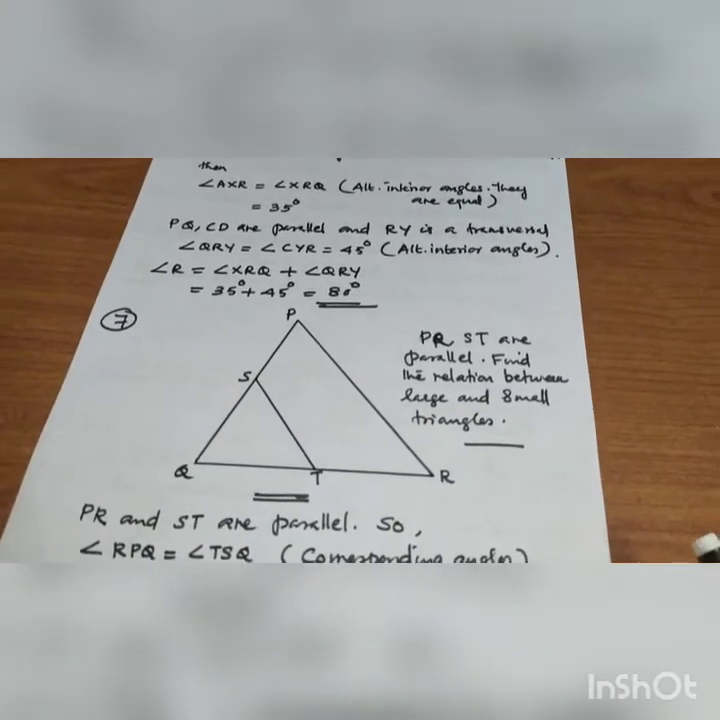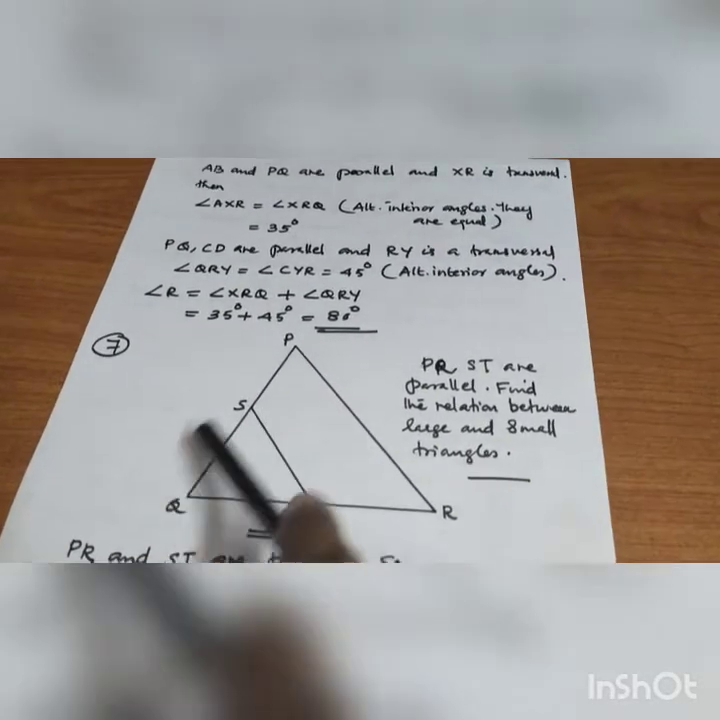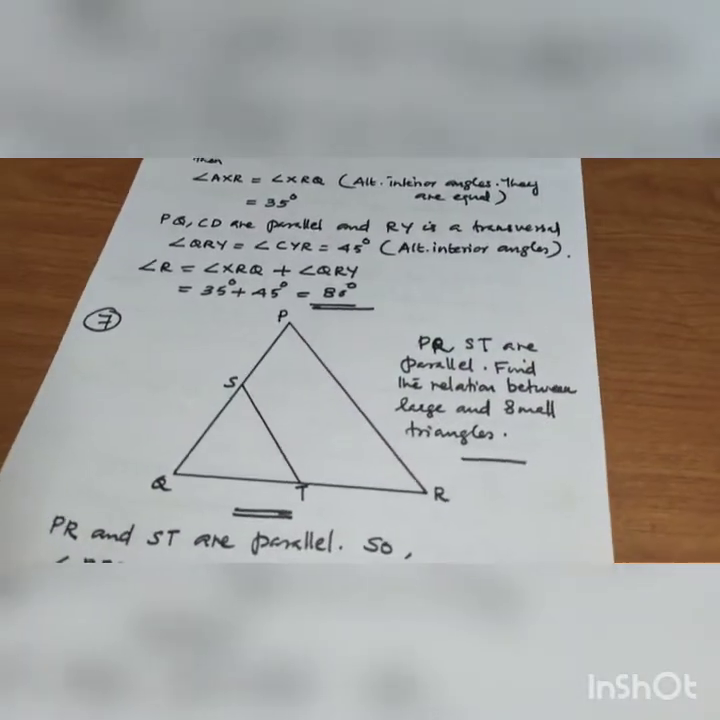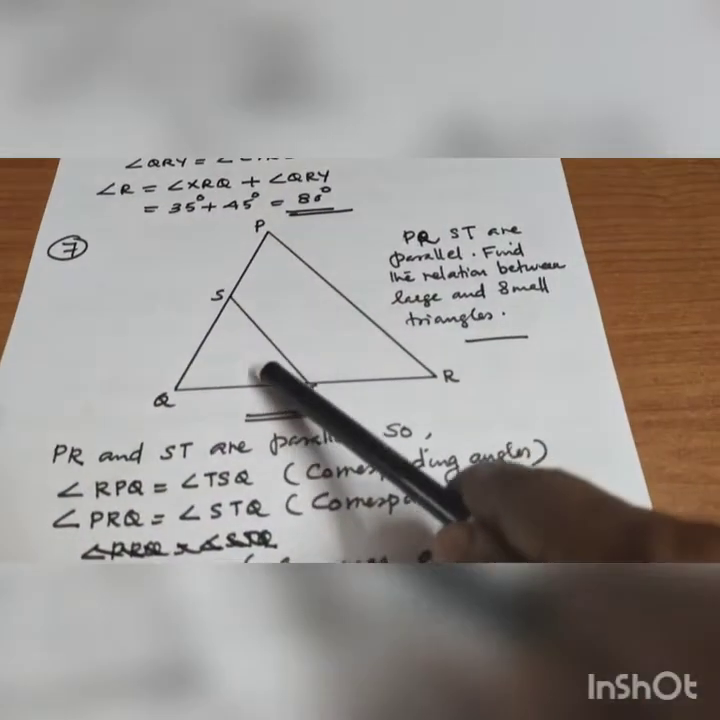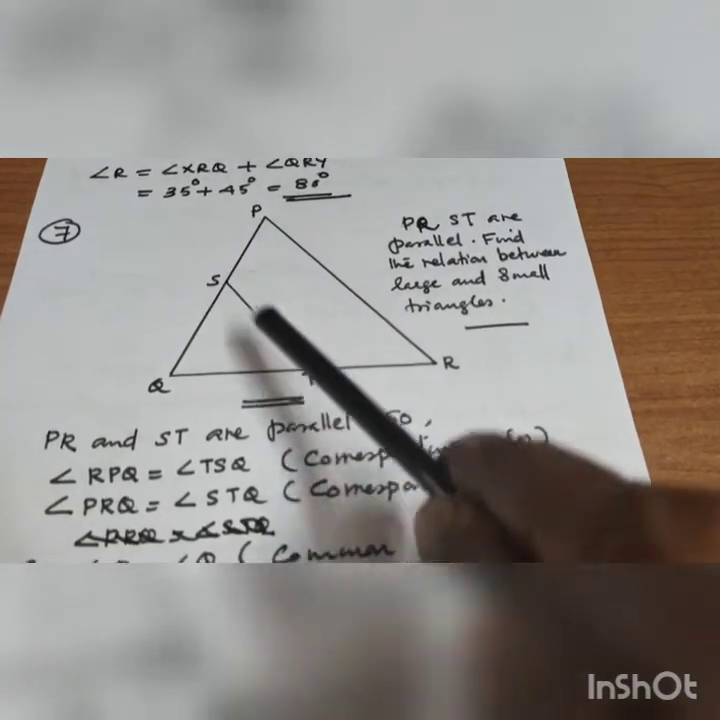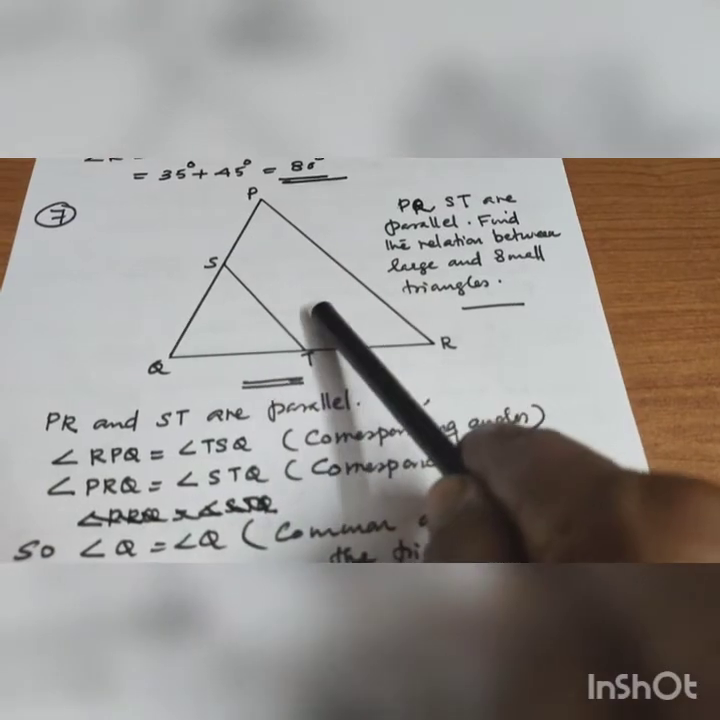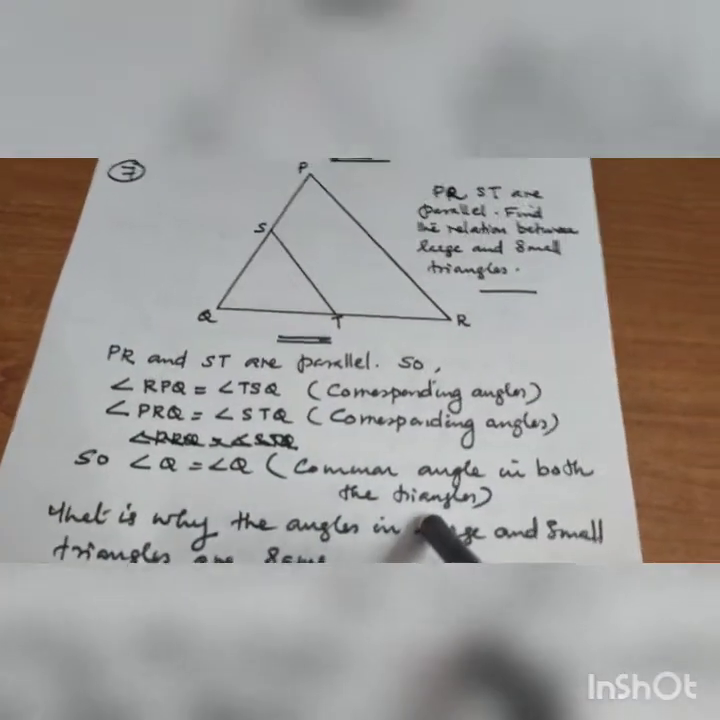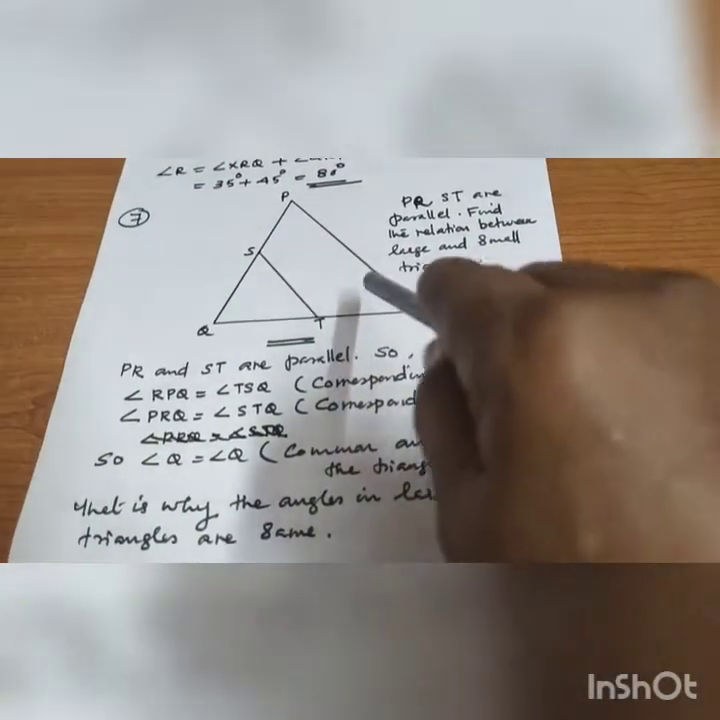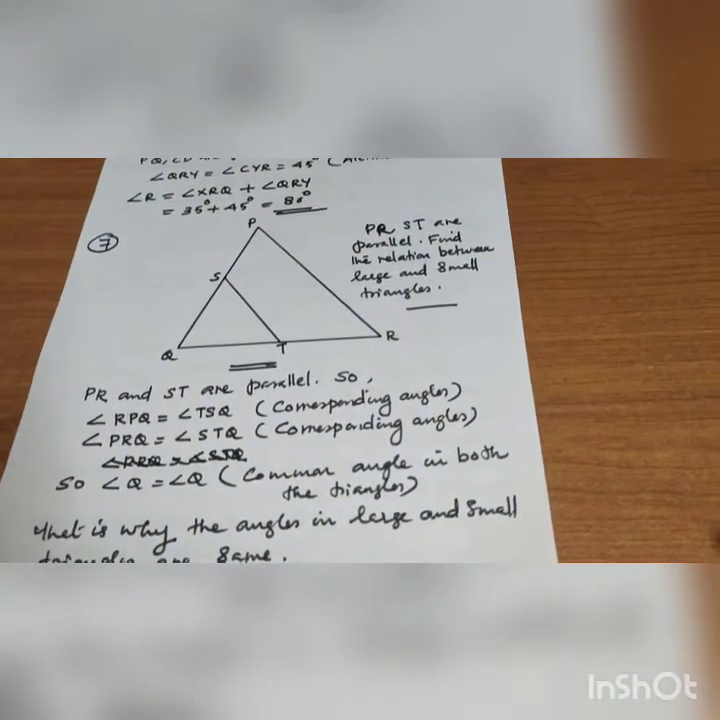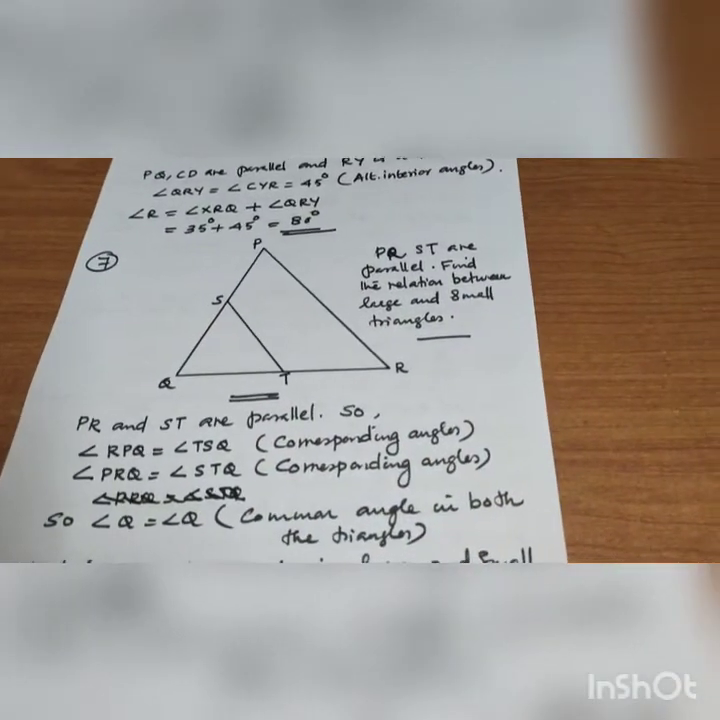They are equal. Then angle Q is common for both the triangles, the larger triangle and the small triangle. One angle is common. That means the two lines are parallel, corresponding angles are equal, and one angle is common to both the triangles. Therefore, we can conclude that the angles in the large and small triangles are the same.